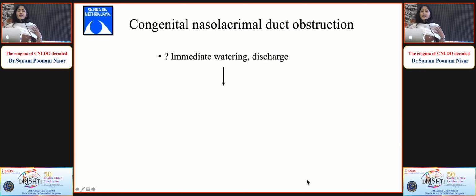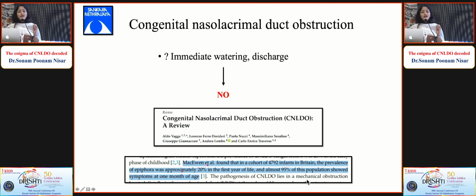So, what do you expect when a patient comes to you with congenital nasolacrimal duct obstruction? Do you see immediate watering and discharge? No. The tear secretion starts only approximately between 4 to 6 weeks after the child is born, that is approximately 42 days. So you will start seeing symptoms as early as 1 month.